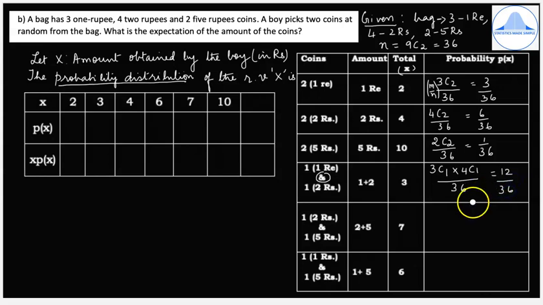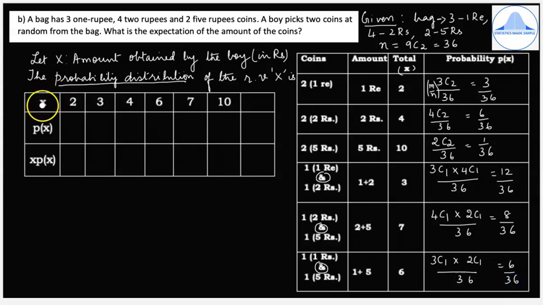Next is one 2 rupee coin. So it is 4C1. Then again, and means it is multiplication, 1 5 rupee coin. So there are 2 5 rupee coins. He needs one. So 4C1 into 2C1 divided by 36, which will be 8 divided by 36. And lastly, 1 rupee coin. So it is 3C1. Again, and means it is into 1 5 rupee coin. So it is 2C1 divided by 36, which is 6 divided by 36.